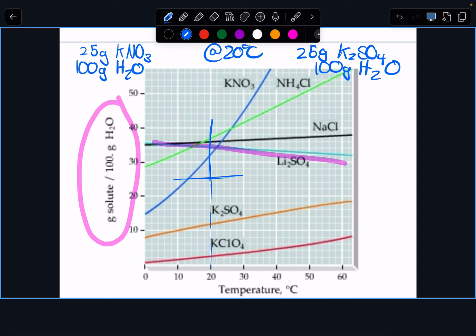Okay, so I've marked off where the 20 degrees is and the 25 grams, and then we're going to look at the two salts. So potassium nitrate, this is the curve, and this is basically telling you the maximum amount that can be dissolved at that given temperature. So 25 grams, we haven't even saturated that solution yet. So that 25 grams at 20 degrees Celsius would be unsaturated, meaning we could dissolve more. We can dissolve as much as, it looks like 32 grams at 20 degrees Celsius.